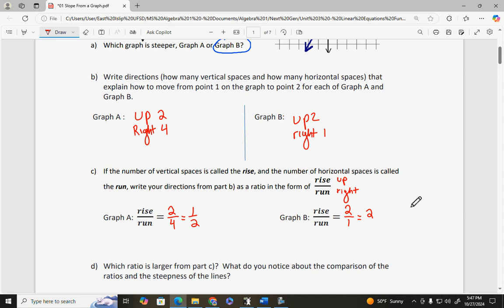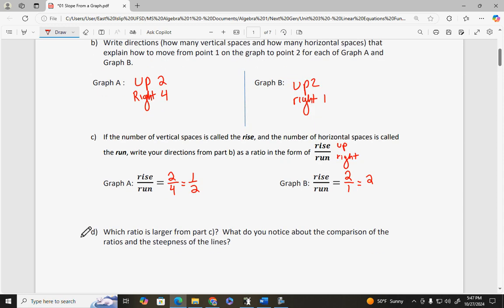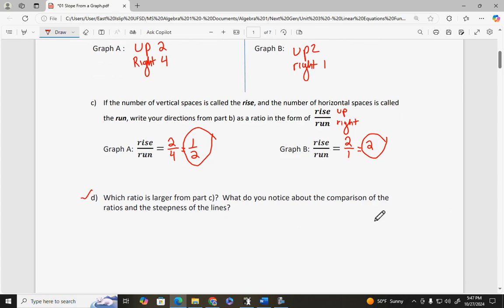So now in part D here, they're asking which ratio is larger. Is the 1/2 larger or is the 2 larger? And hopefully you know that 2 is larger than 1/2. Think about candy bars. I'd rather have 2 candy bars instead of just 1/2 of a candy bar. So the graph B's ratio is larger.